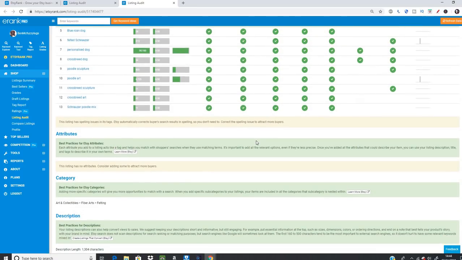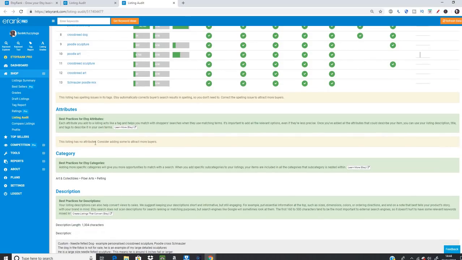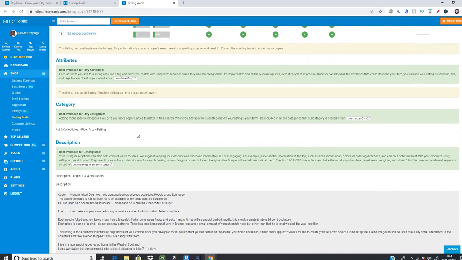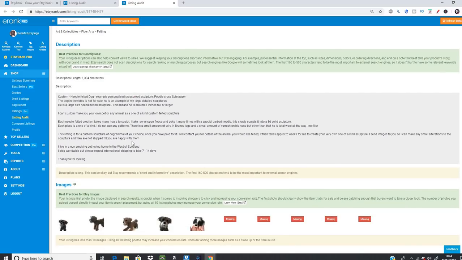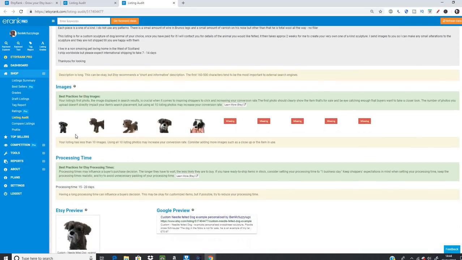It's not driving the views I would like it to drive, so I would probably want to go into the Keyword Explorer and Keyword Tools and find better keywords. I've got no attributes, so it's telling me I could do with adding some. It's in the categories. Description, it's saying it might be a little bit long, but yeah, it covers everything you need to say. My pictures, again, I've only got 5, but that's not a big deal.